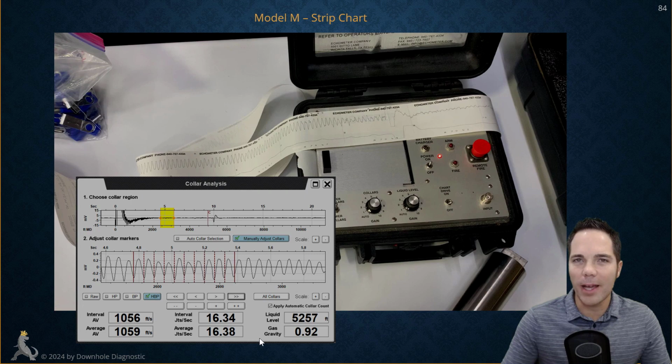The software will automatically count the tubing collars. Most of the time it's right. Sometimes it's not right, and you should always verify that the software is correct. Otherwise, you can have wildly wrong calculated fluid level depths.